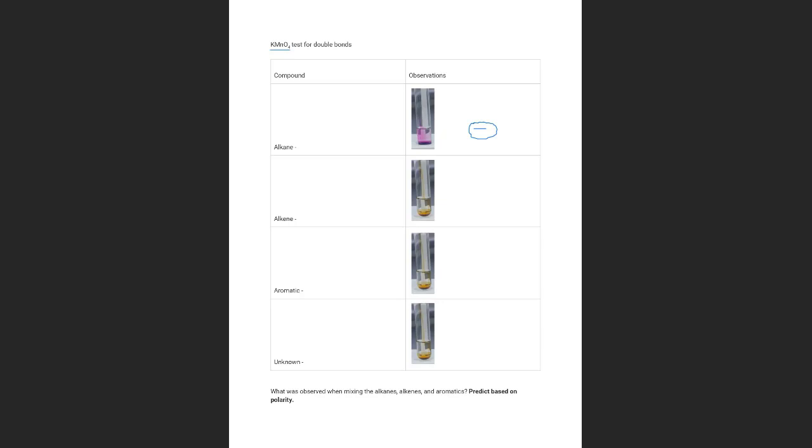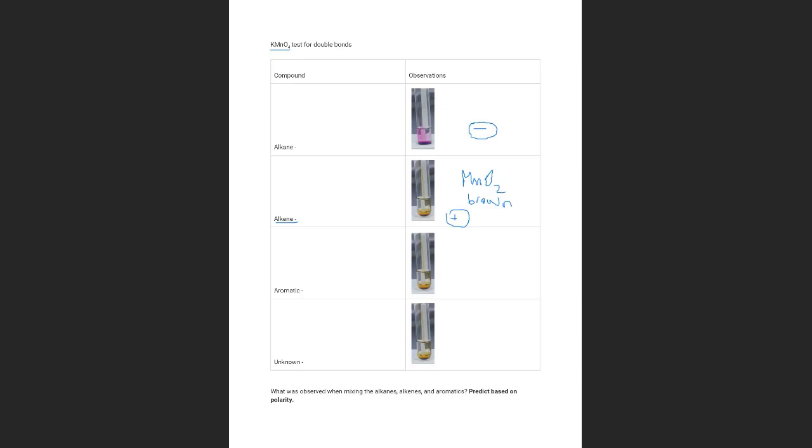But here you see the brown color of the manganese dioxide. This is brown color, so the reaction is positive. So we see that alkenes give a positive reaction.